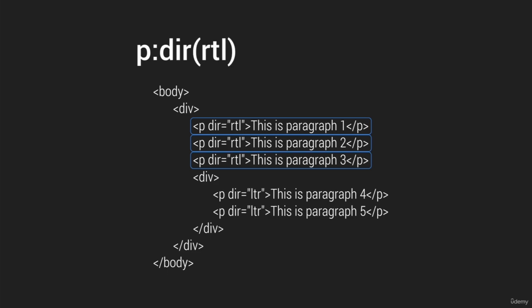This will actually select all the paragraphs having direction equal to RTL. Then you open the curly brackets and you can write the style you want.